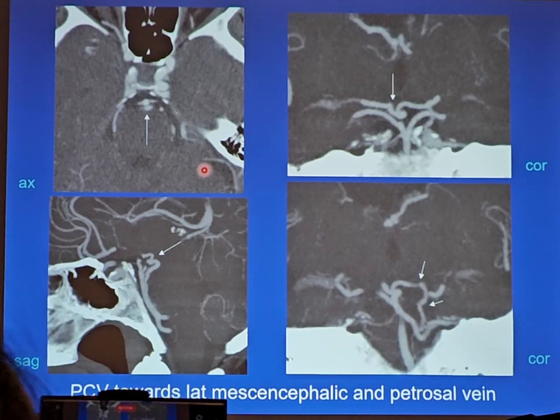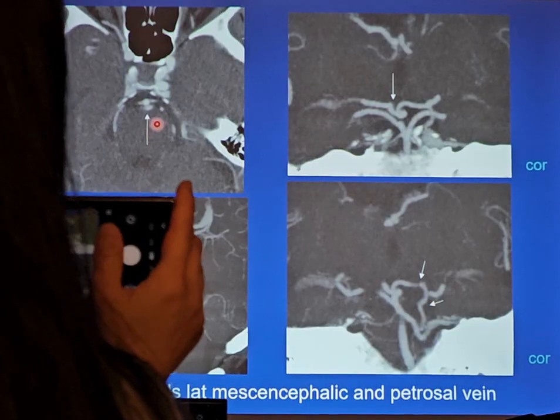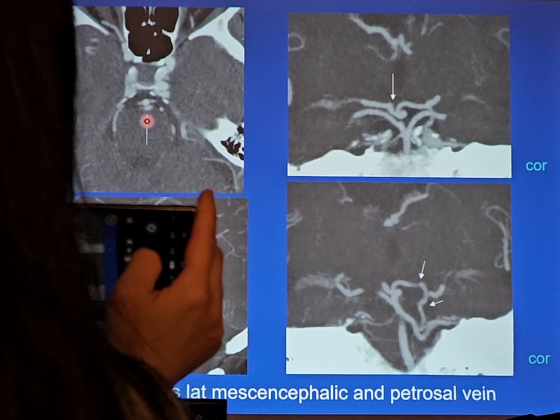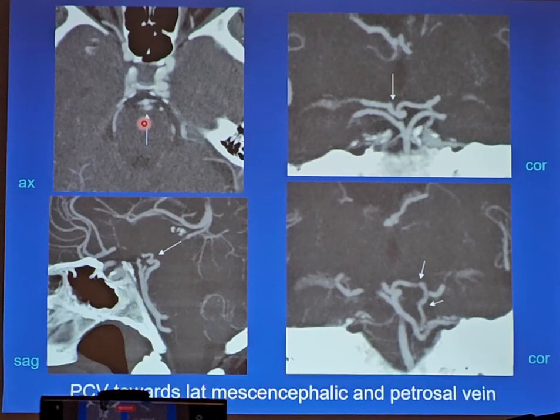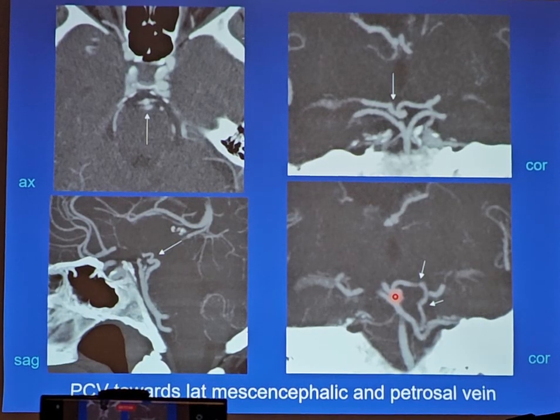And this vein can also be seen on CTA. If you look on the axial and sagittal images, you can see this vein is just behind the tip of the basilar artery and at the level of the interpeduncular cistern. On the coronal images, you can see it crossing the midline and going down towards the petrosal venous system. So you can follow it all the way through the lateral mesencephalic communication to the interpeduncular cistern level where the posterior communicating vein is located.